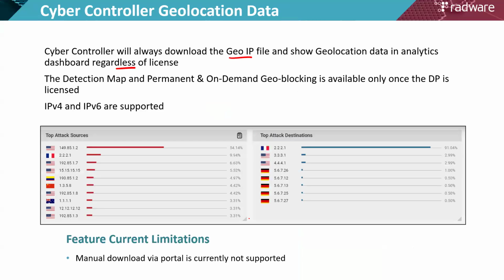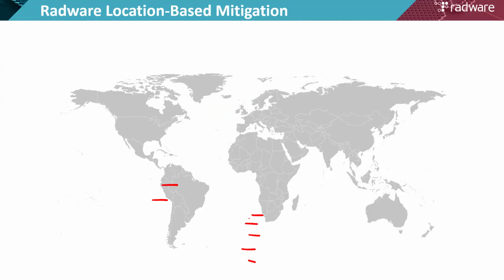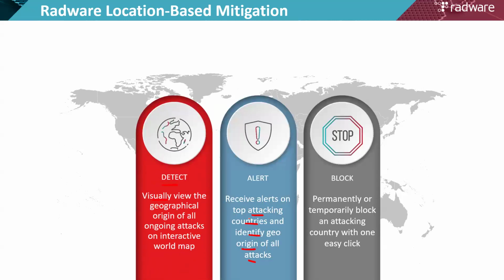Like in the previous slide, we saw all the top attacking countries where the attacks are originating from, and the top attacked countries. All those things can be visualized on the dashboard, which you can later make use of in order to customize your geolocation feeds. Then you can permanently or temporarily block an attacking country with just one click. Any traffic originating from a certain country can simply be blocked with just a click of a button.